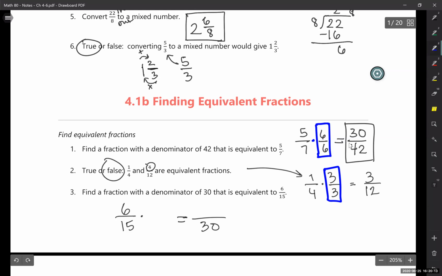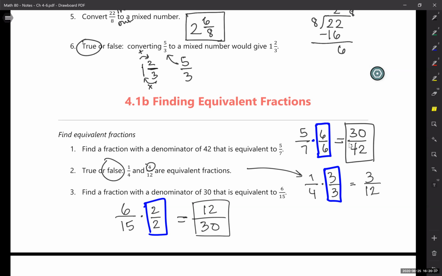So 6 over 15. What do I have to multiply the top and bottom by in order to get that 30? So the answer would be 2. 15 times 2 is 30. Therefore, we have to do the same on top. 12 times, gave away the answer. 6 times 2 is 12. So there is our answer. There is our fraction with a denominator of 30 that's equivalent to 6 over 15.